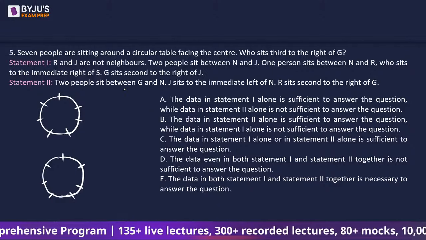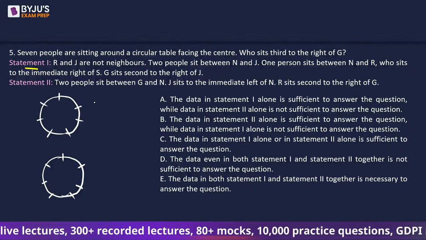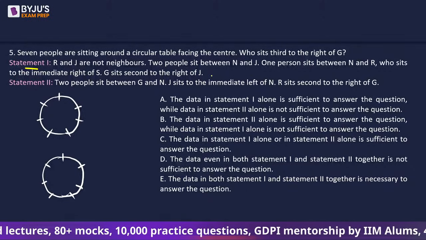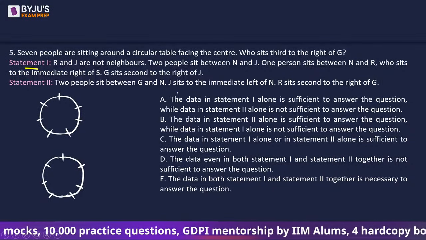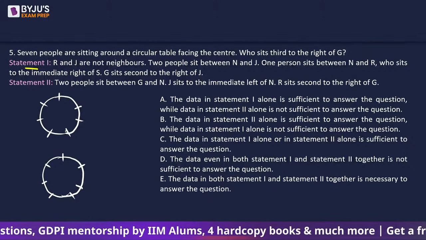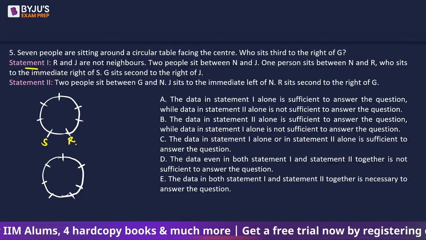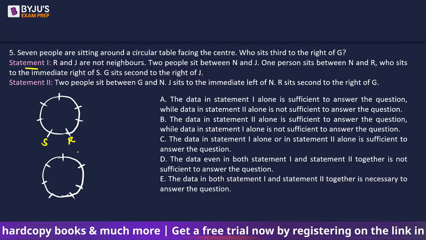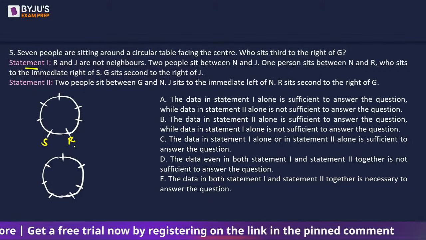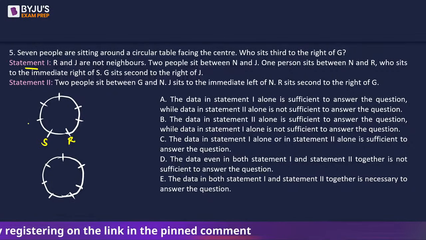Okay, so let's start with statement 1. R and J are not neighbors. Really can't put anything into perspective. 2 people sit between N and J. We don't know left and right. 1 person sits between N and R. Don't know left and right. R sits to the immediate right of S. Now this is something we can begin with. So if we take S here, then we will have R here. One person sits between N and R. So N could be to the right of R or to the left of R. So we have 2 cases now.